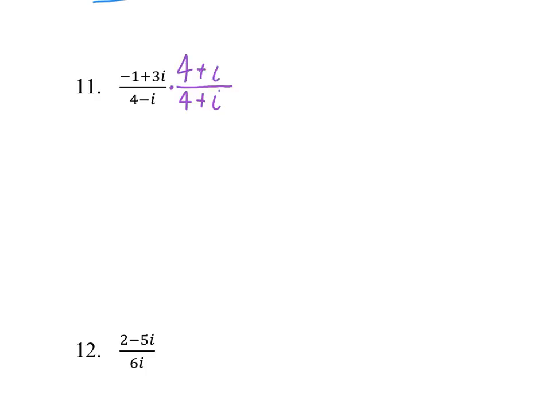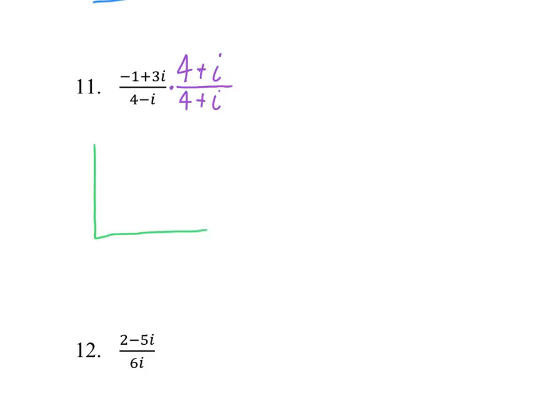Again, the reason that we can do that is because 4 plus i over 4 plus i is really just a funky way of saying 1. And if we multiply something by 1, we don't change its value. Now, again, here's my first chance in this video to use what I call the box in order to find my product for my numerator there.